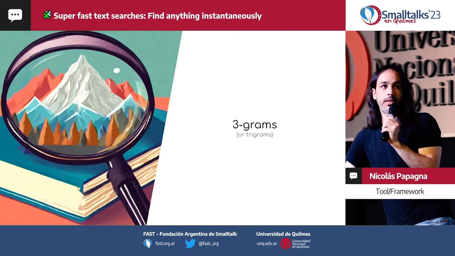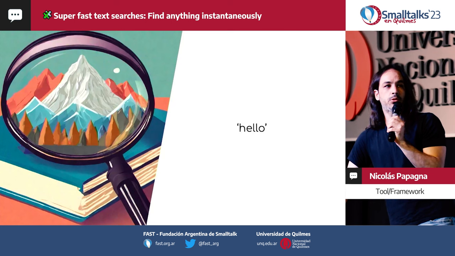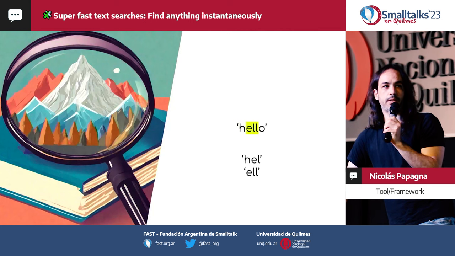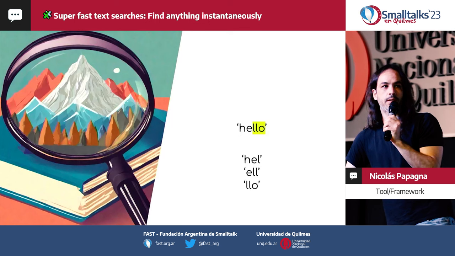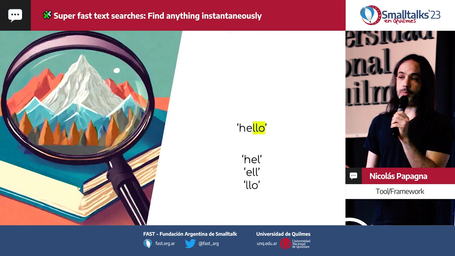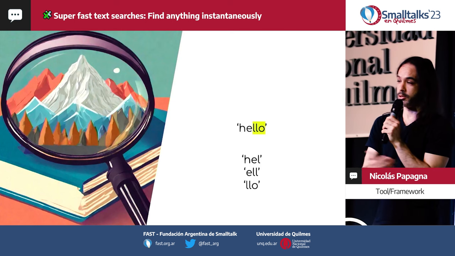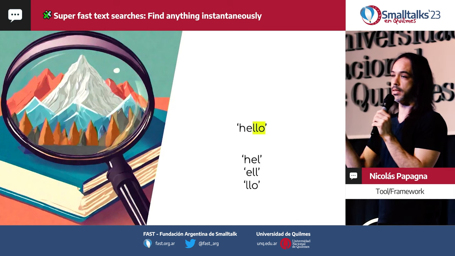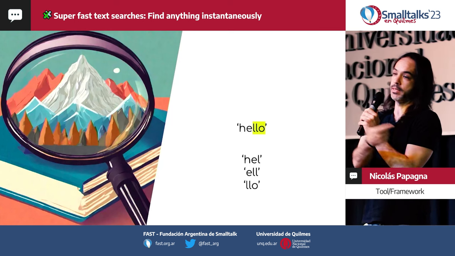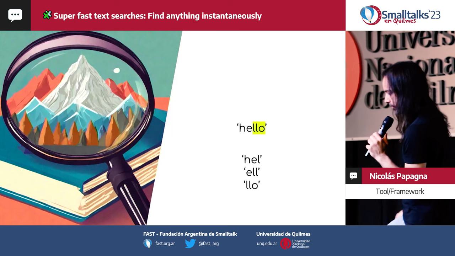So we have the word hello here. We're going to split it into trigrams. I don't know how to pronounce that. What we do is take the first three characters and extract that. We move one character, extract the next three, and do the same until we reach the end of the string. So we have three trigrams for the word hello here. And the way it will work is that we will build an index just like the one I showed in the blue book, but instead of having words and the places where the word appears, we'll have a trigram and the places where the trigrams appear, and I will talk about that right now.